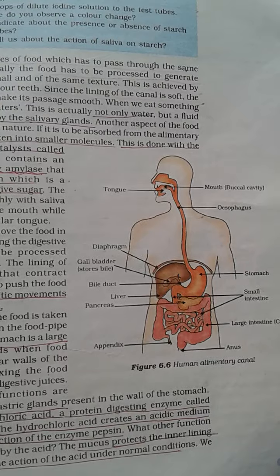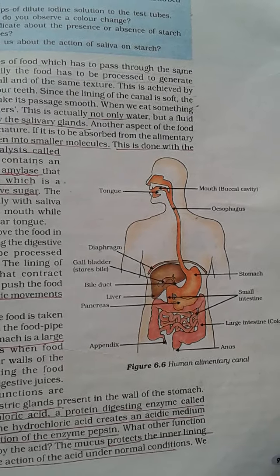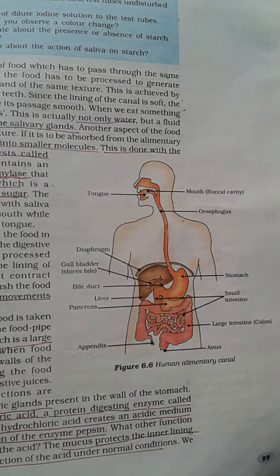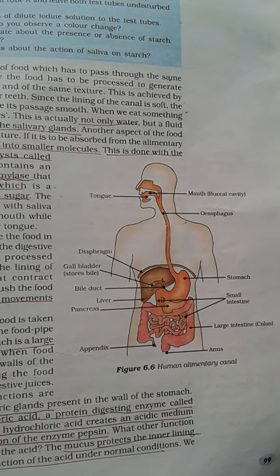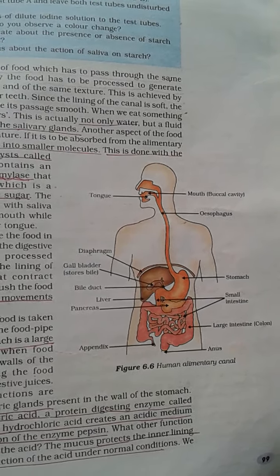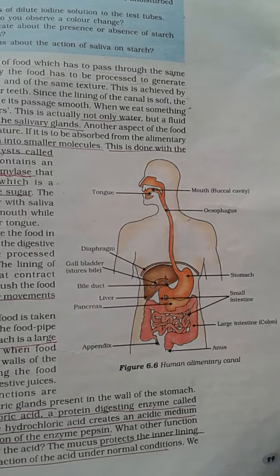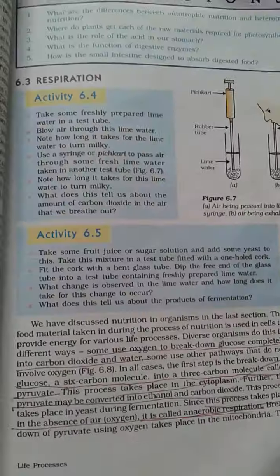process. Now, whatever the left out food is there, it goes to the large intestine. In the large intestine, the excess water is being absorbed, and the solid waste is then sent to the anus from time to time for egestion.